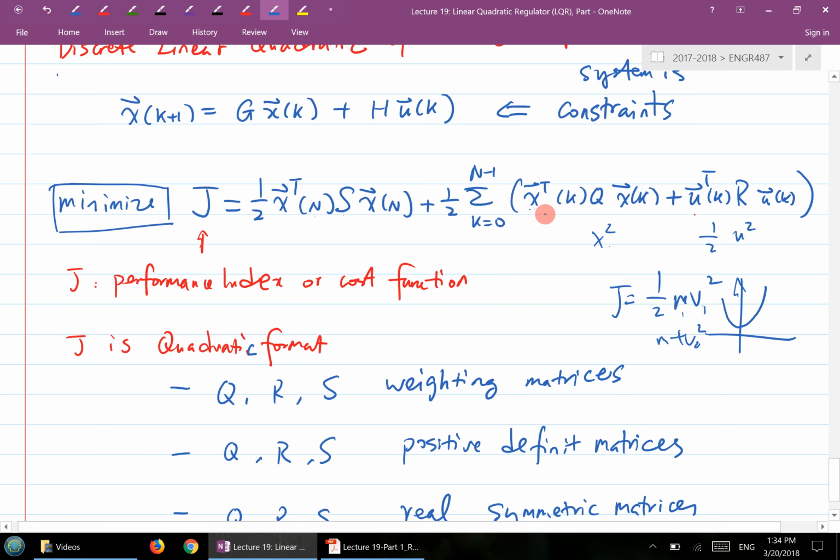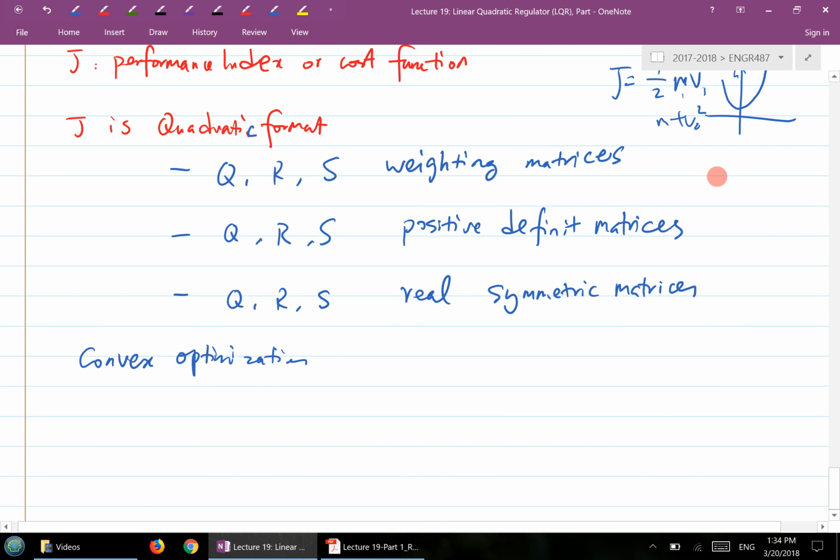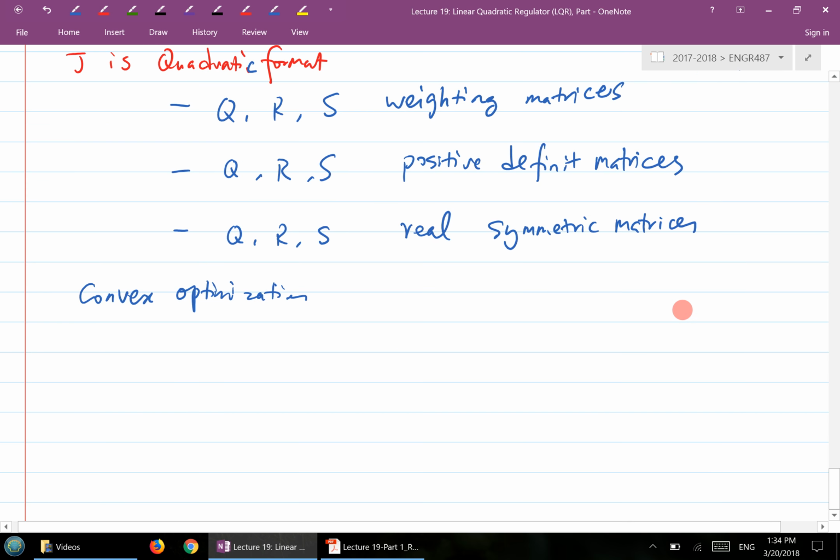And the other thing is, think about it without even any calculation here. Let's say I pick a Q that is 1000 here.